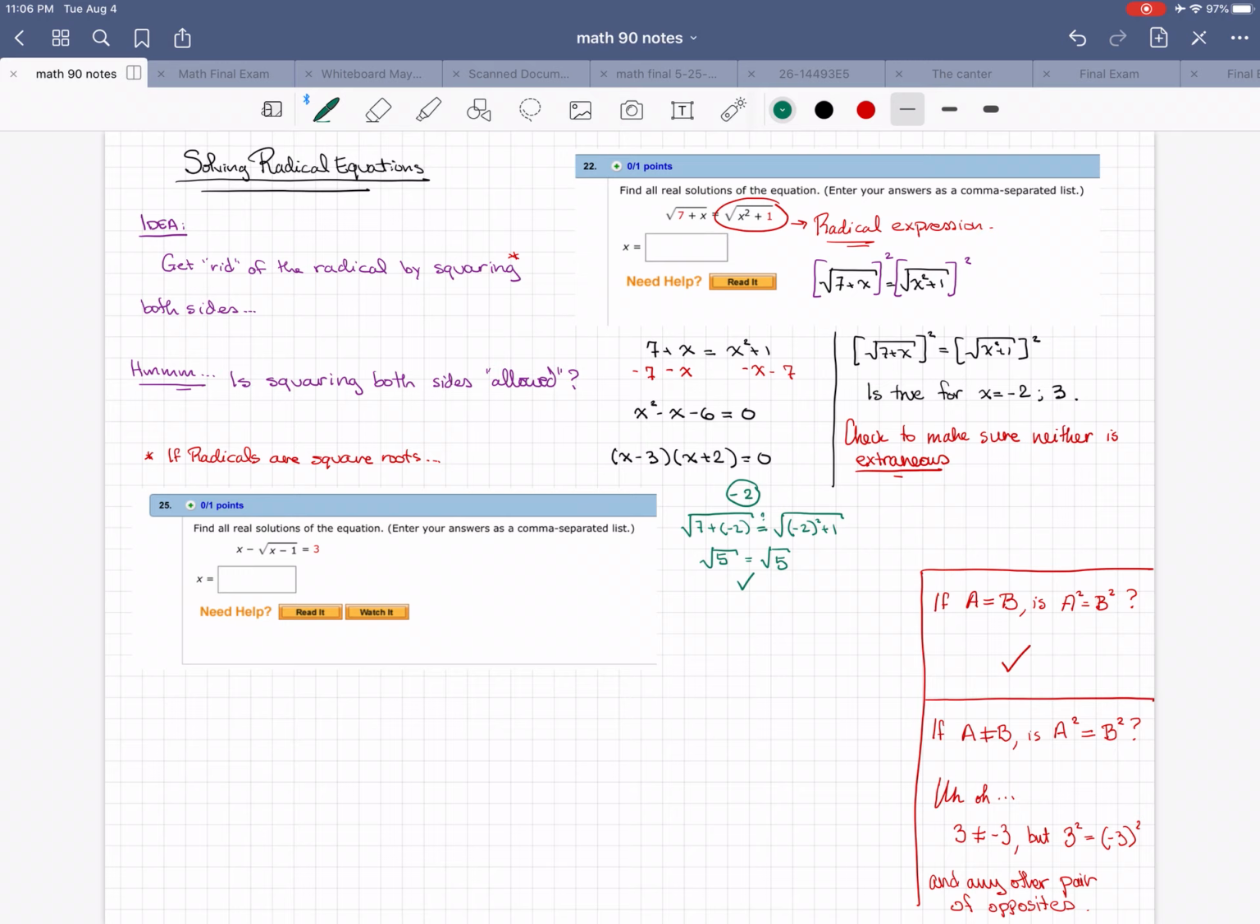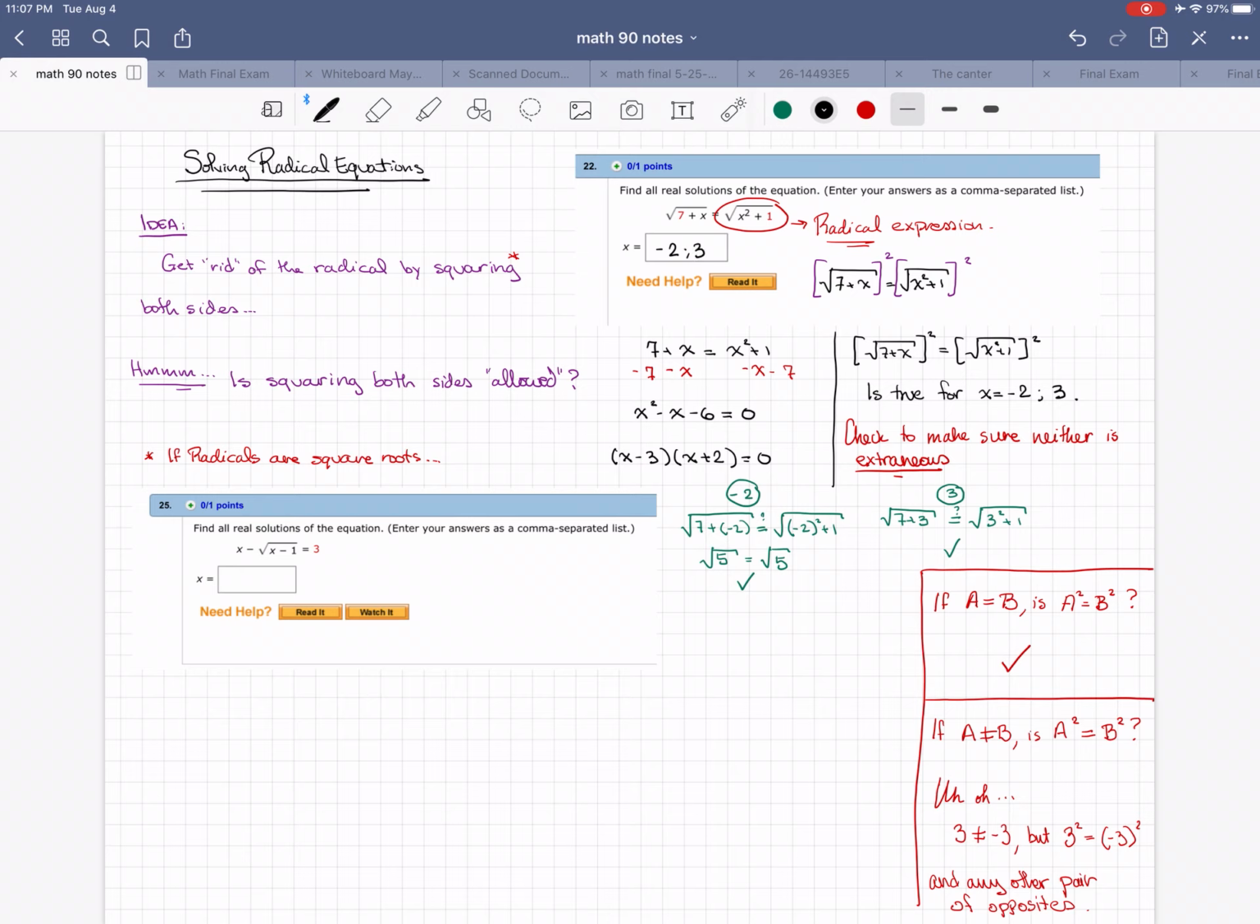Let's see what happens with 3. Okay. And quite quickly, I think you'll all agree with me, this is going to work out also. So the square root of 7 plus 3 on the left, and the square root of 3 squared plus 1 on the right. And sure enough, both of these are the square root of 10. So in this problem, we ended up with 2 potential solutions. Neither one of them ended up extraneous. So there are 2 solutions here, and I'm actually going to go ahead and write them in the blank here. They are negative 2 and 3.